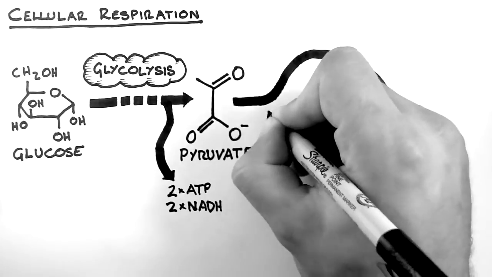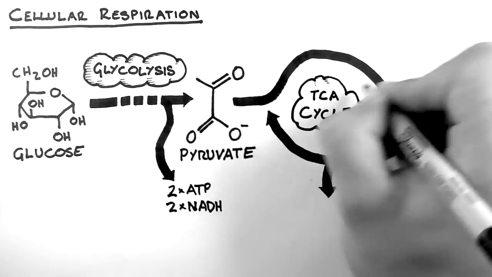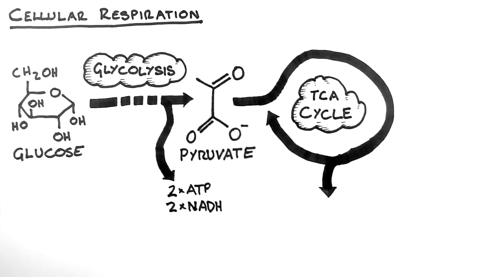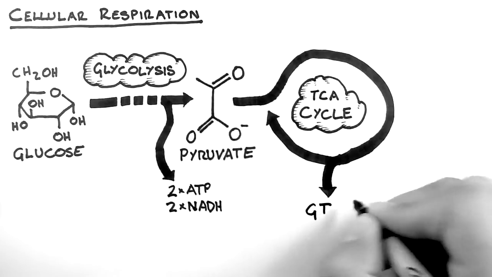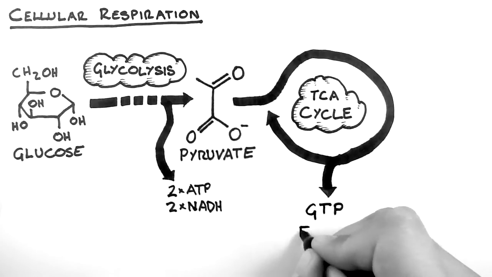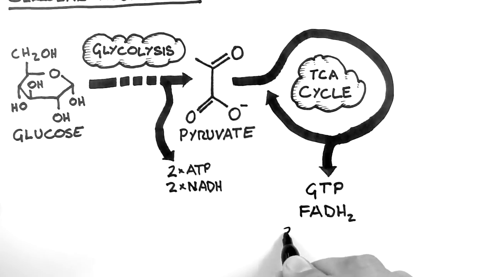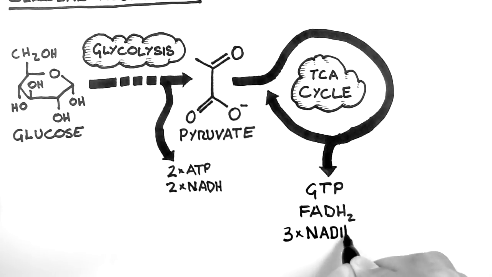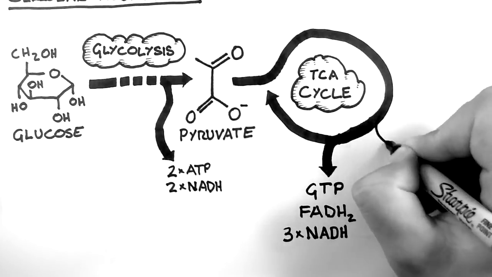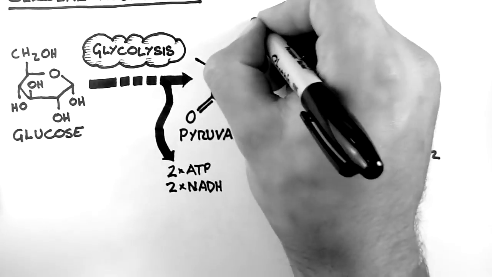The pyruvate molecule then undergoes another series of reactions known as the tricarboxylic acid cycle, more commonly known as the TCA cycle, but it's also known as the citric acid cycle and the Krebs cycle. The TCA cycle creates a guanosine triphosphate, which is essentially an ATP, an FADH2, which will get turned into ATP later, and 3 NADH, which will also get turned into ATP later. The TCA cycle also produces carbon dioxide as a byproduct.